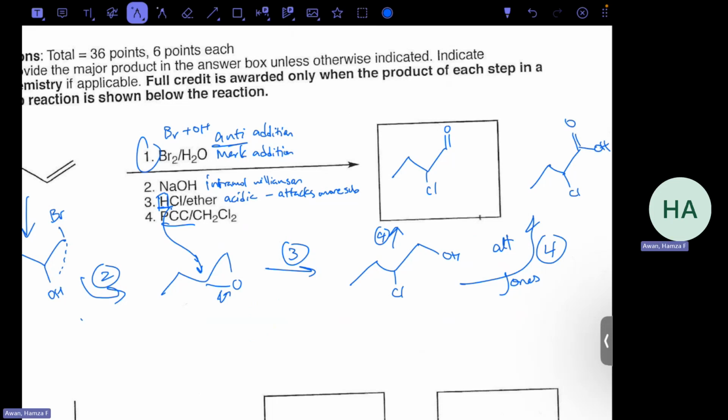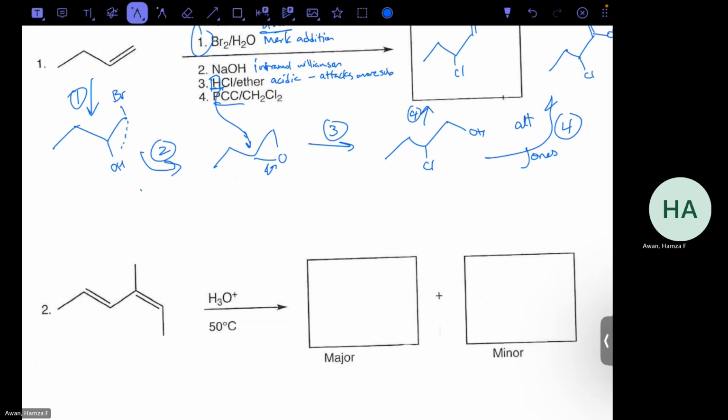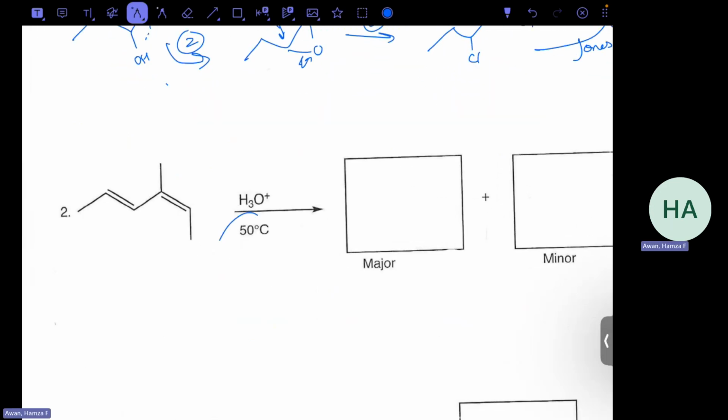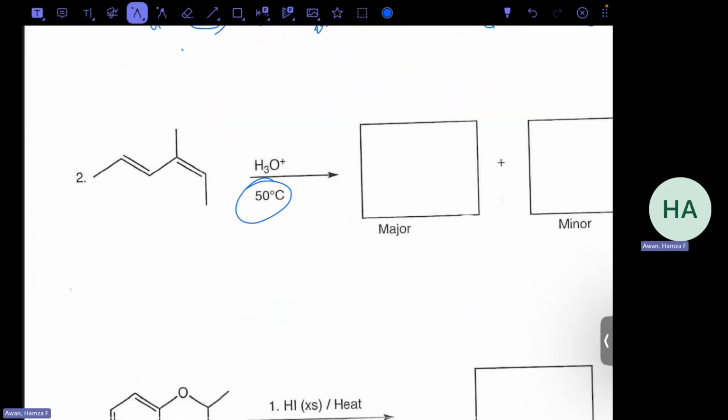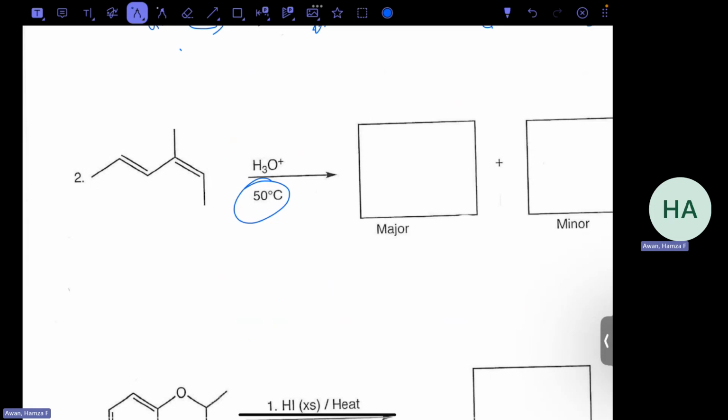No question. All right. Next one. So H3O, 50 degrees Celsius, right? I think this is a new thing that you guys have learned about the heat. Whenever it's cool, so 0 degrees Celsius, we're going to have a less substituted alkene. But whenever we have 50 degrees Celsius, we want the more substituted alkene.